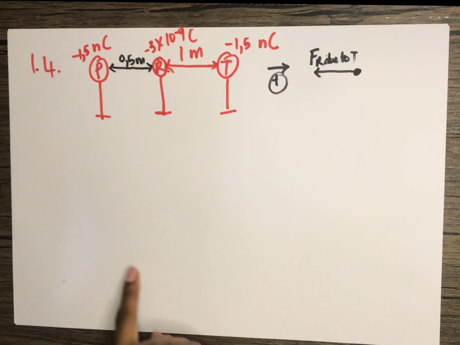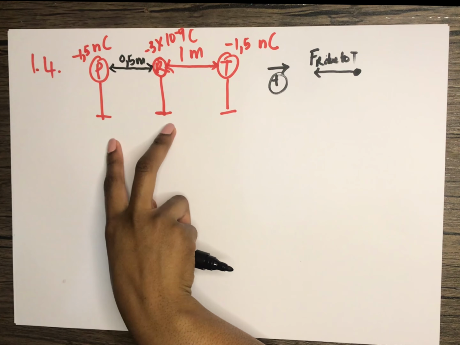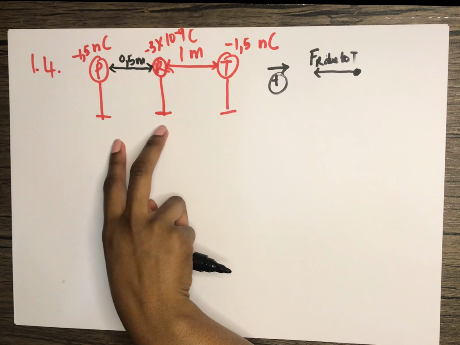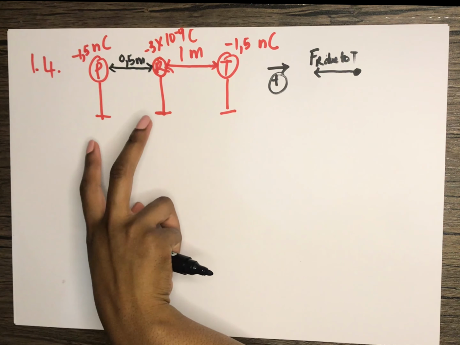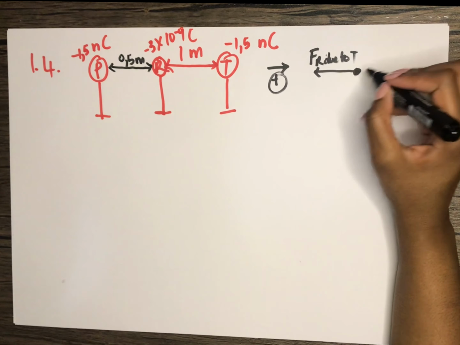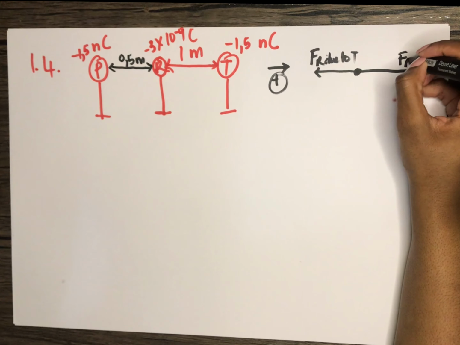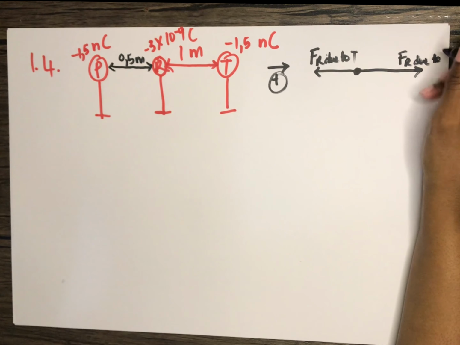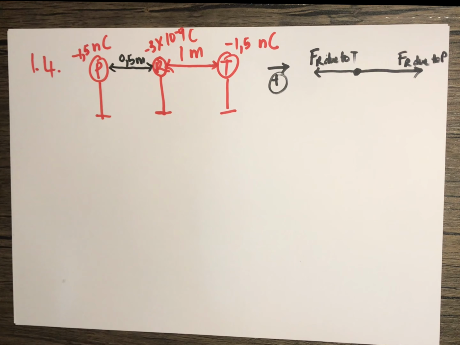And now look again at the electrostatic force between P and R. Since these two are like charges, they're going to repel, which means R is going to be moving to the right due to its interaction with P. So I'm going to draw and label, this is the force experienced by R due to P, right?